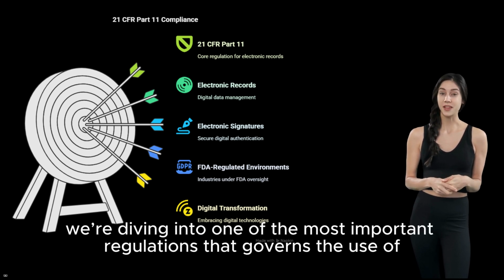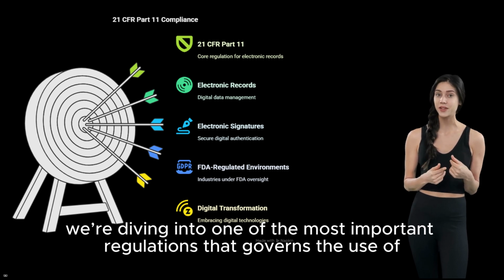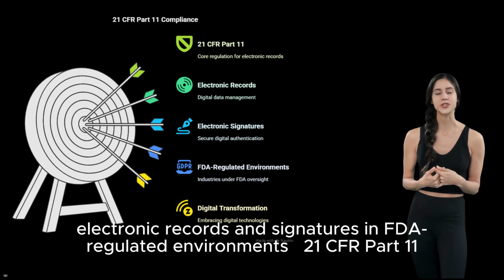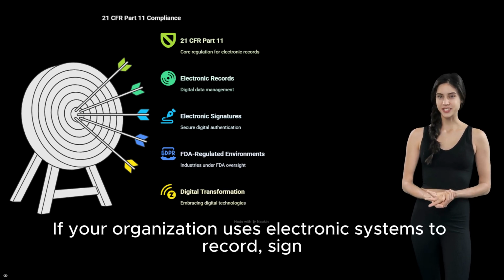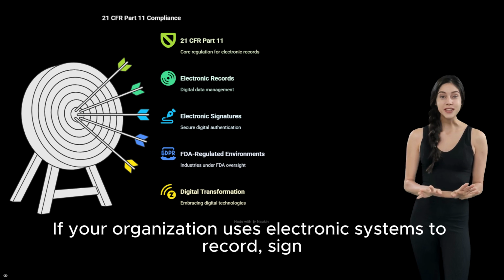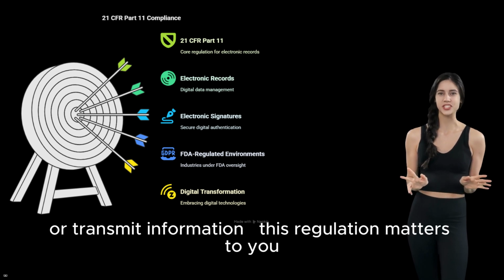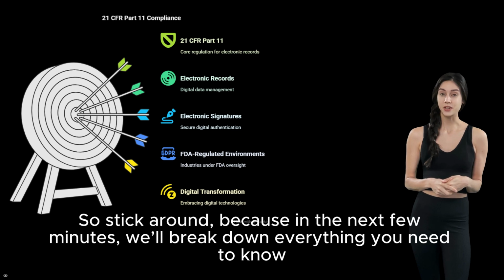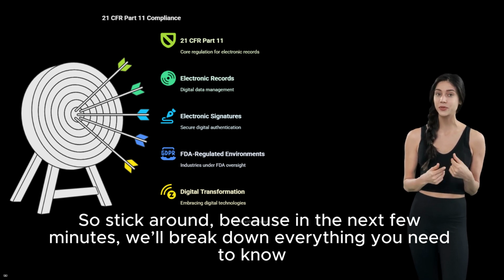Today, we're diving into one of the most important regulations that governs the use of electronic records and signatures in FDA-regulated environments, 21 CFR Part 11. If your organization uses electronic systems to record, sign, or transmit information, this regulation matters to you. So stick around, because in the next few minutes, we'll break down everything you need to know.